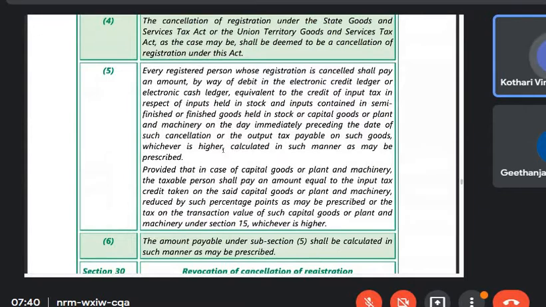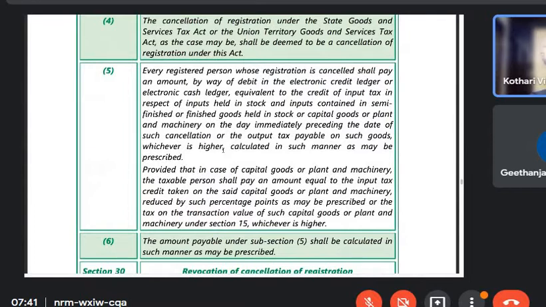So when the business is stopped or registration is cancelled, there may be certain goods, semi-finished goods, capital goods in hand. So what they're saying is, when you are cancelling and you are having goods or stocks or semi-finished goods or capital goods in hand, then what you have to do is, you have to find out what is the input tax credit you have taken on that semi-finished goods, finished goods or capital goods.